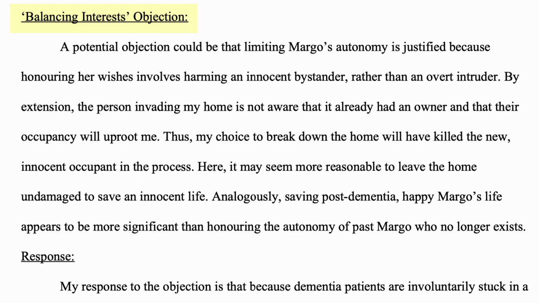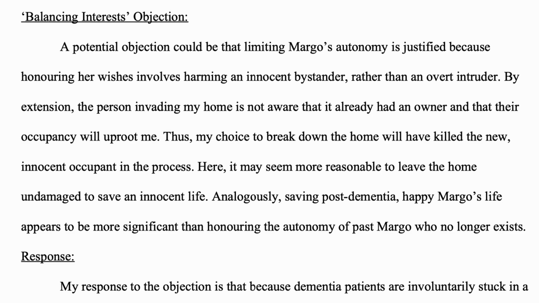A potential objection could be that limiting Margot's autonomy is justified because honoring her wishes involves harming an innocent bystander, rather than an overt intruder. By extension, the person invading my home is not aware that it already had an owner, and that their occupancy will uproot me. Thus, my choice to break down the home will have killed the new innocent occupant in the process.